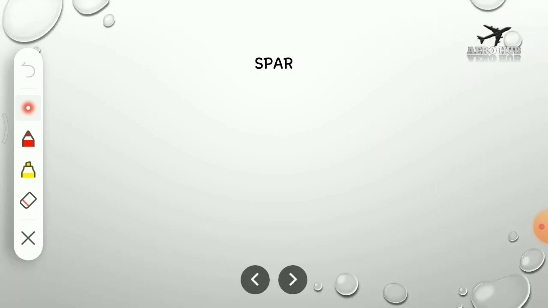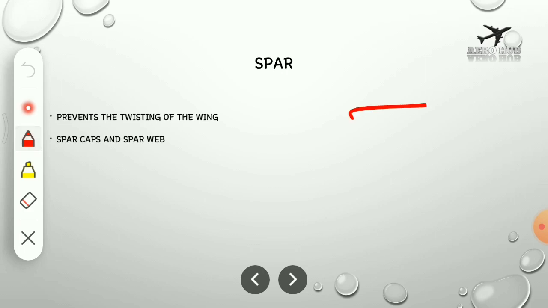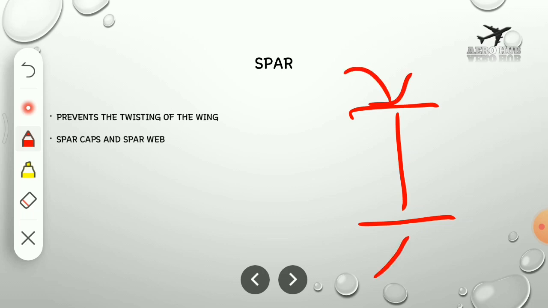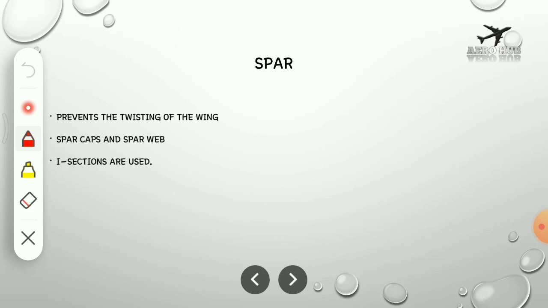In the case of a spar, this is the most important component, and spars prevent the twisting of the wing. It will be divided into spar cap and spar web. A spar is designed based upon an I section. This is an I section, and the top is called the upper flange and the bottom is called the lower flange, and this one is called the web. The flange will be carrying the bending load and the web will be carrying the shear load. Mostly we will be using an I section for an aircraft wing.